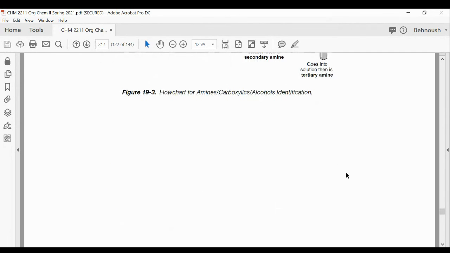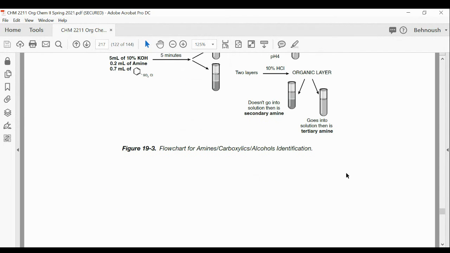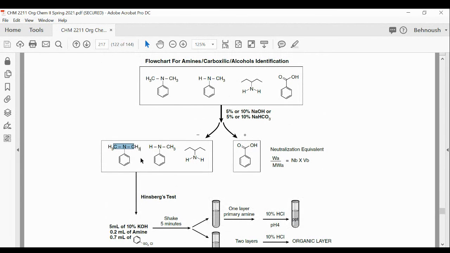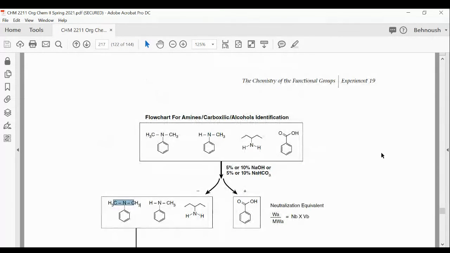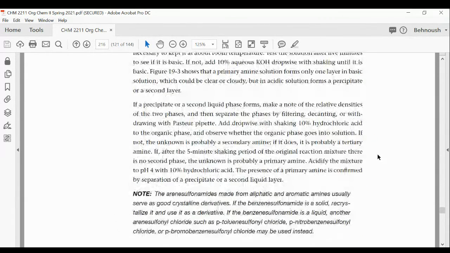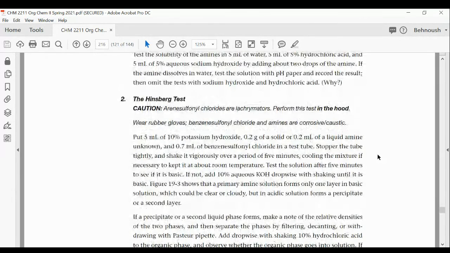That's on page 217. Okay, same. Now is that part clear? Yeah, those are the compounds that we used. Alright.